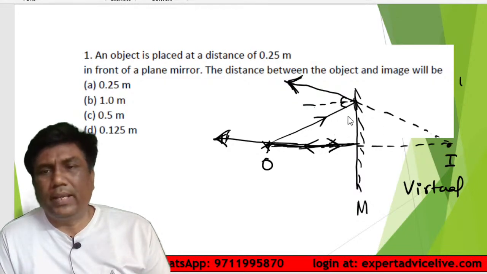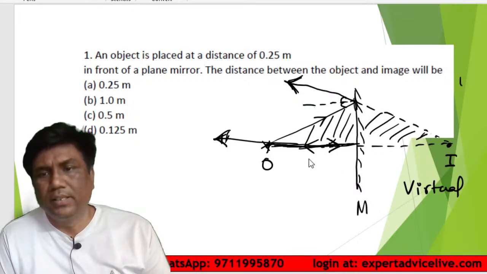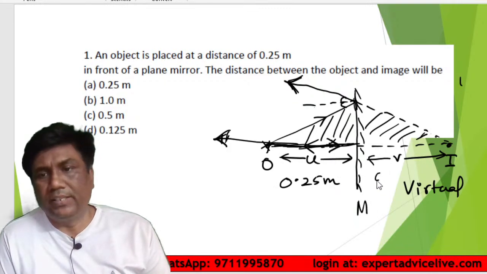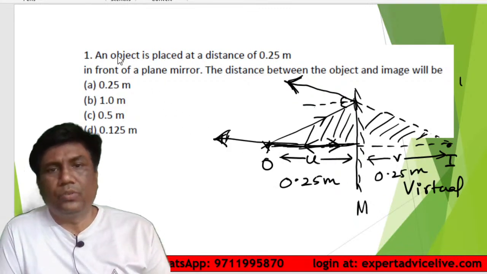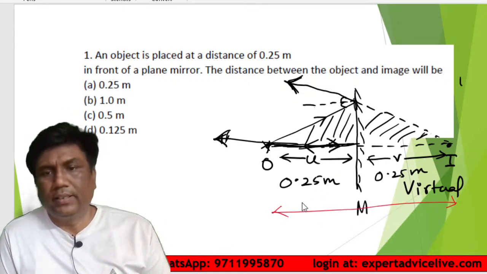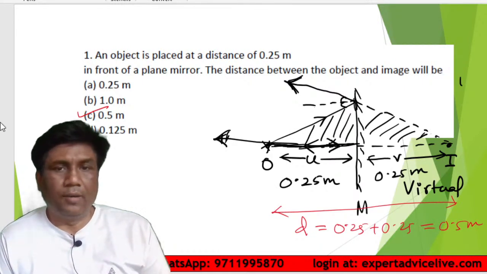We can prove by geometry that this triangle and this triangle are congruent. So the object distance is equal to the image distance. In the question it is given that this is 0.25 meter, so obviously the image distance will also be 0.25 meter. Altogether, the distance between object and image is just the sum of these two, 0.25 plus 0.25, so 0.5 meter. You are absolutely correct. C is the option.